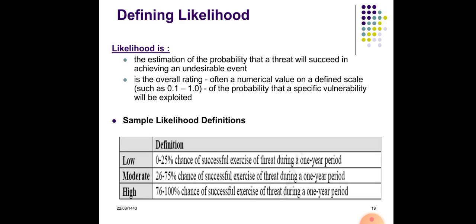Then defining the likelihood: it is an estimation of the probability that a threat will succeed in achieving the undesirable events. It is the overall rating, often a numerical value on a defined scale, of the probability that a specific vulnerability will be exploited. So here they provide low, moderate, and high risk. You need to provide proper estimations and proper definitions regarding how a threat will be exercised.